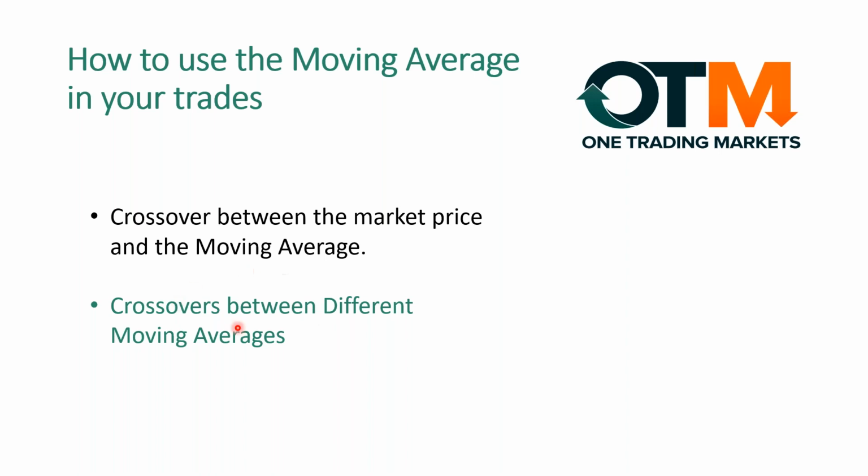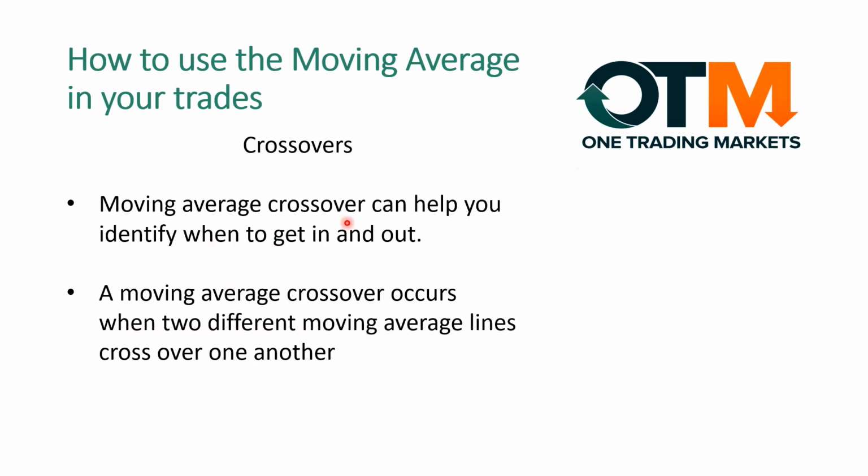So, crossovers between different moving averages. This is the golden rule that you always have to remember. Moving average crossovers can help you identify when to get in and get out, like we said. Moving average crossovers occur when two different moving averages cross over one another. You know how in our first method the moving average was crossing with the market? Now we're going to see how different moving averages cross with each other.